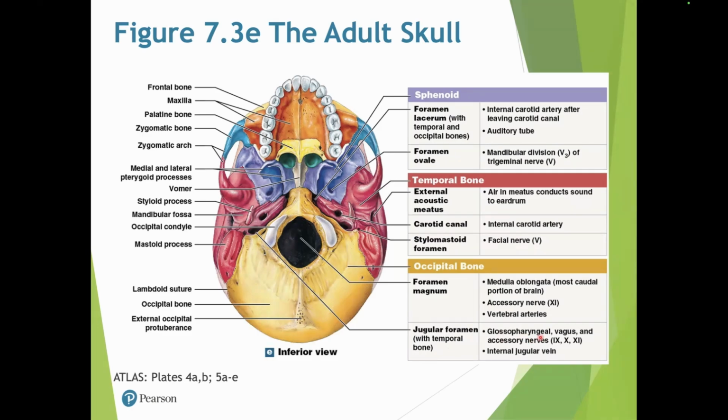You're going to find your glossopharyngeal nerve, your vagus nerve, and your accessory nerve. So nerve 9, 10, and 11. And same with this accessory nerve too. So you're going to have two passages for those accessory nerves, 11. You're also going to have your internal jugular vein. So at least that's nice. Jugular vein goes through the jugular foramen.